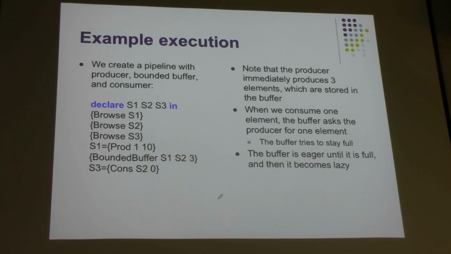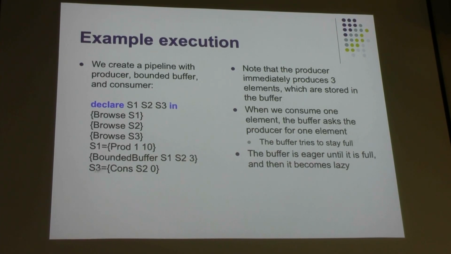So that's it. So I will show you the execution, but in a little while after the break, we'll show it. So we can create a pipeline with our original producer and consumer. Okay. Now how does this run when I run it? So when I execute prod, it does nothing. Okay. When I create the bounded buffer, then that immediately asks for three elements from the producer, because the size is three here. I'll make it small so we can show it.